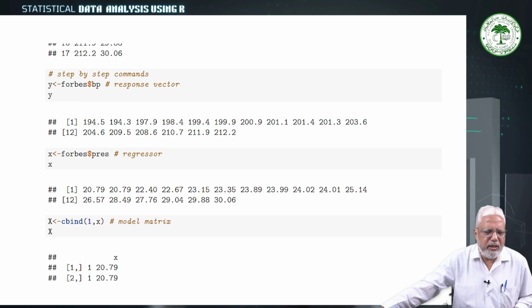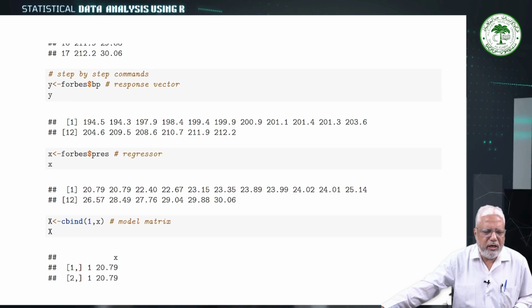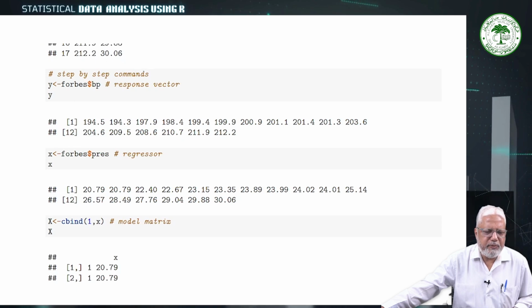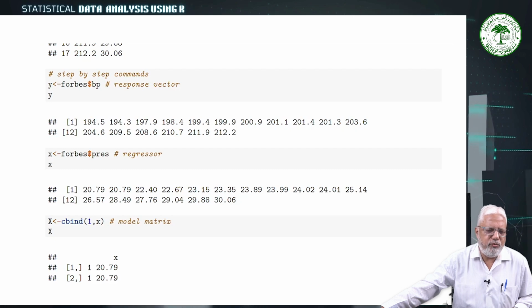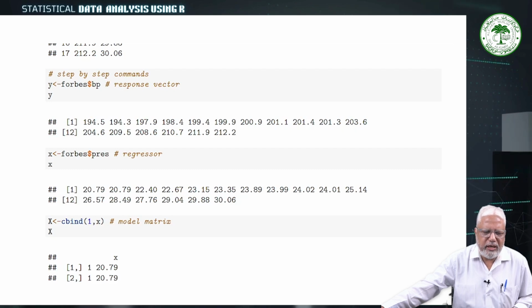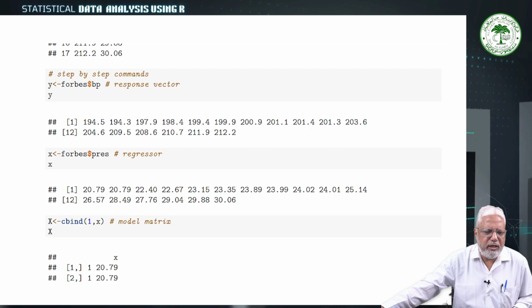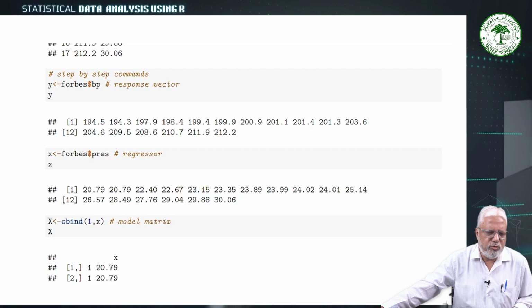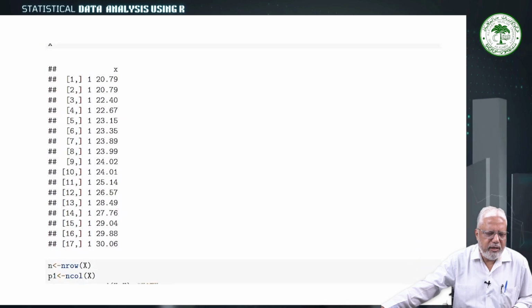Then we make X equal to cbind(1, x), where cbind stands for column-wise binding. As per the recycling rule, x is a vector whereas 1 is a scalar. The recycling rule tells us that a shorter vector has to be recycled up to the length of a longer vector. So this 1 will be recycled up to the length of the longer vector.